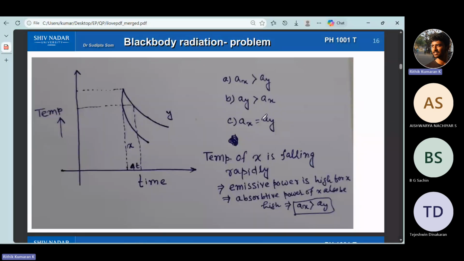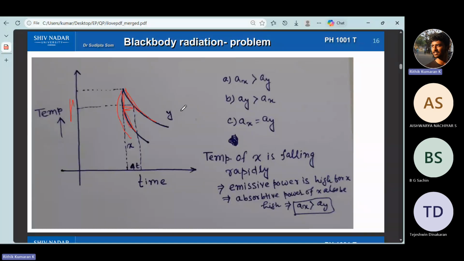Next, this graph. Observe this graph. The x-axis is the time and the y-axis is the temperature. There are 2 bodies, X and Y. You could see that the slope of X is steeper than the slope of Y. What does it say in the graph? Interpret. In a specific time, X loses more temperature than Y does.